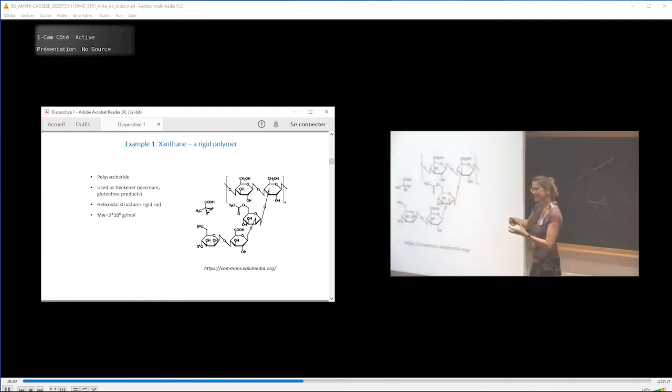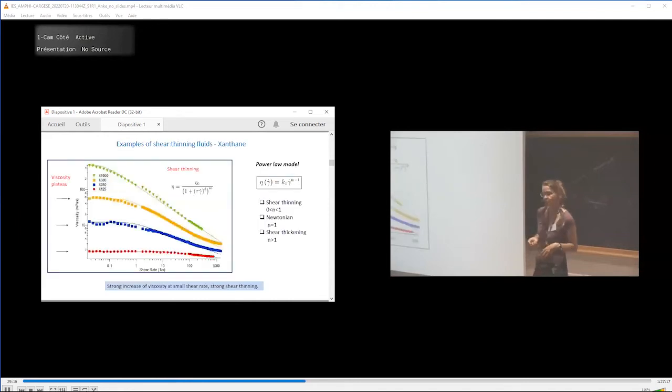But actually the xanthane is like a small rod. It has a helicoidal structure that gives it stiffness. So you can imagine this to be a tiny Brownian rod. Its length is about a micron, and it has quite a high molecular weight. So if I put this polymer now in water as a solution and I actually perform rheology on it.